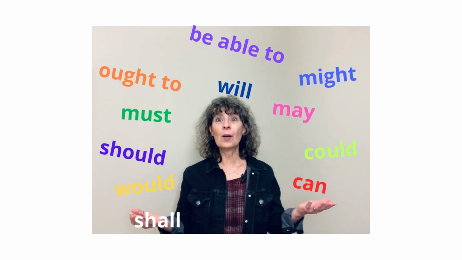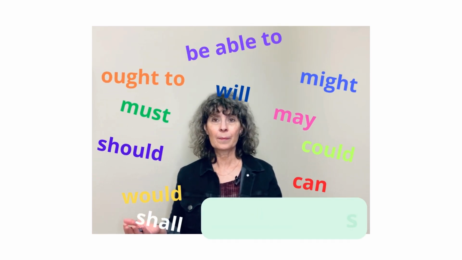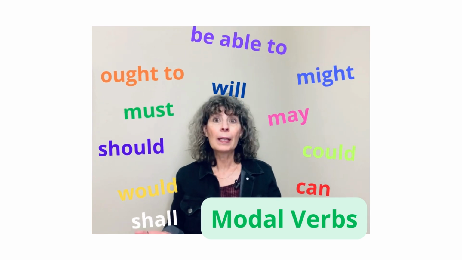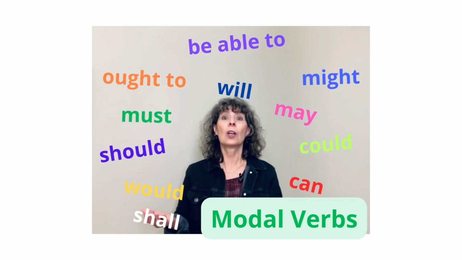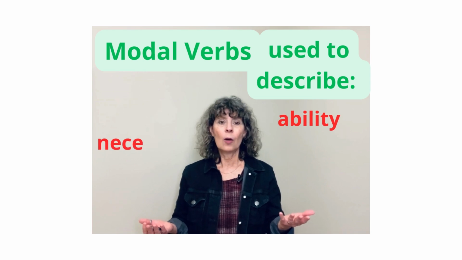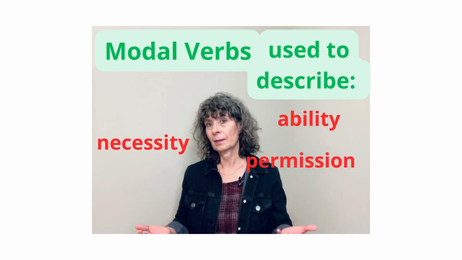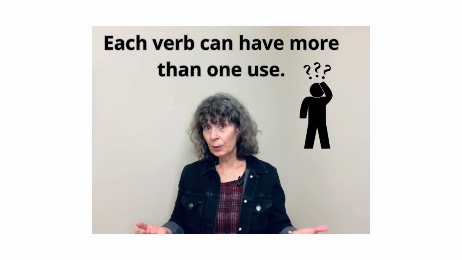Do you see them all? They're called modal verbs. We use them when we want to refer to certain contexts such as ability, necessity, permission, and possibility. So these verbs might have more than one usage, and so they can seem quite complicated.